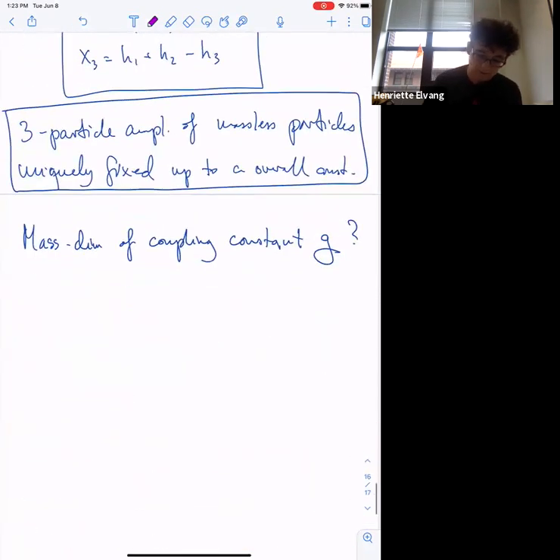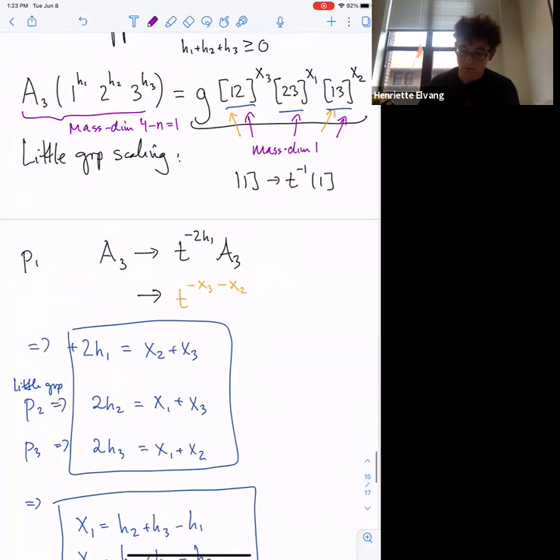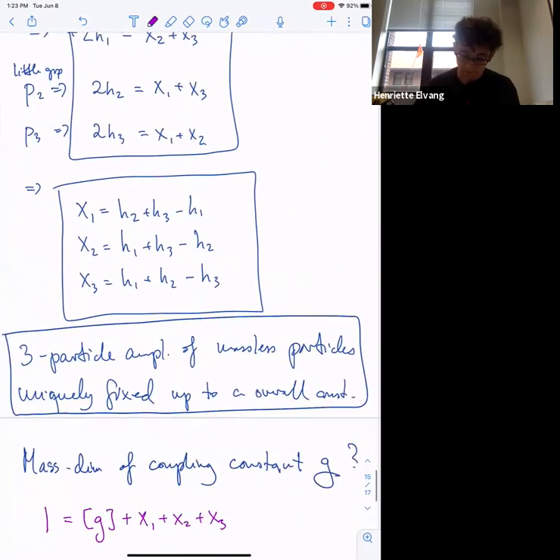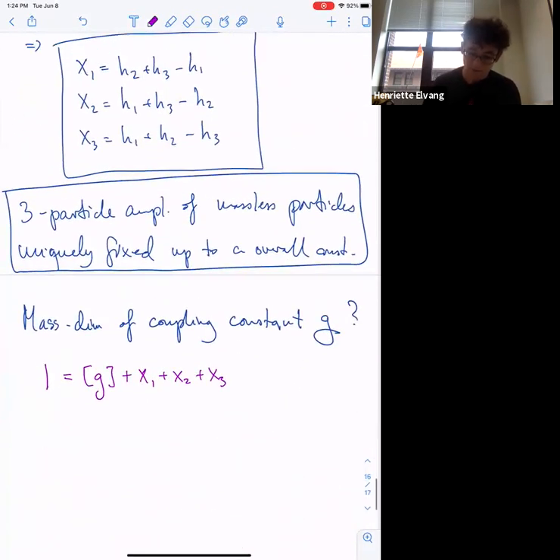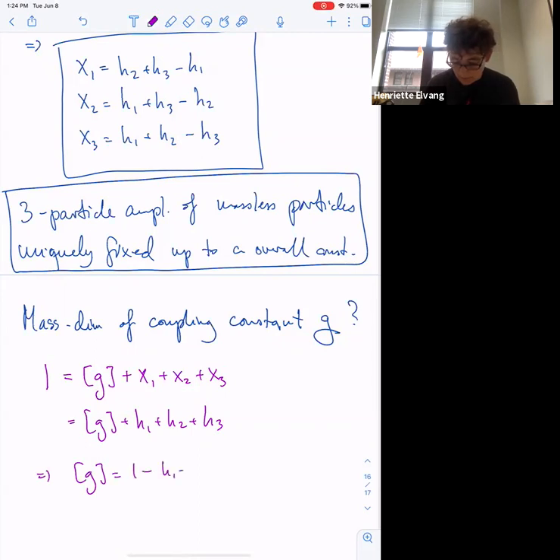So what I know is that 1 must equal the mass dimension of G plus the mass dimension of the brackets, which is x1 plus x2 plus x3, because I get 1 for every one of the square brackets. And if you add up what the x's are, this translates into the sum of helicities. So in other words, the mass dimension of G is 1 minus h1 minus h2 minus h3.